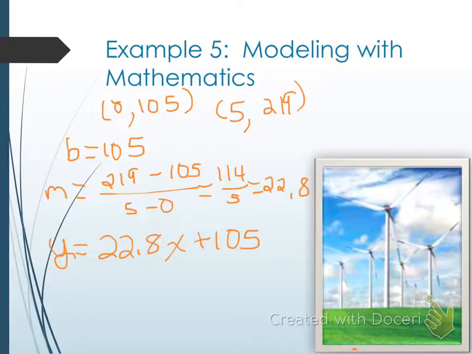Now, it's asked us, our part 2 here, to estimate what it would be in 2017. 2017 would be 10 years later. So we're just going to take our y equals 22.8x, plug in 10 here for x, and when we solve that, we're going to get that y is 333. So that just is predicting that the non-hydropower renewable energy sources will generate 333 million megawatt hours in 2017.